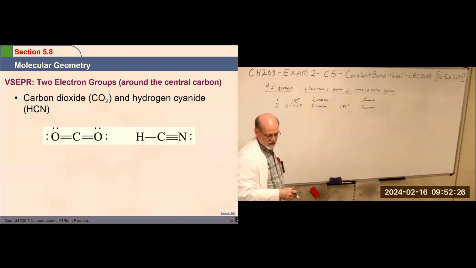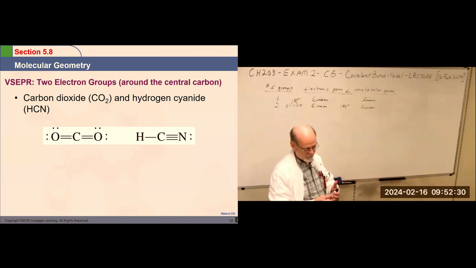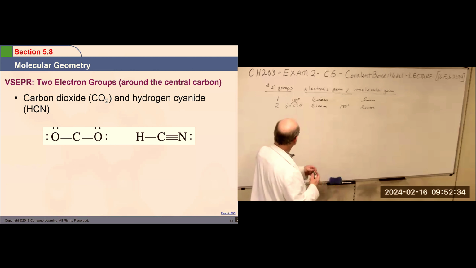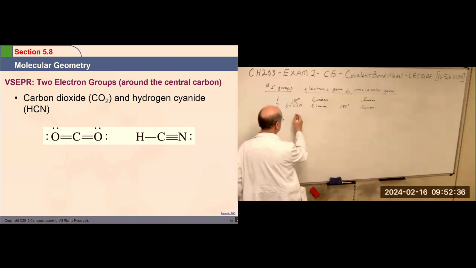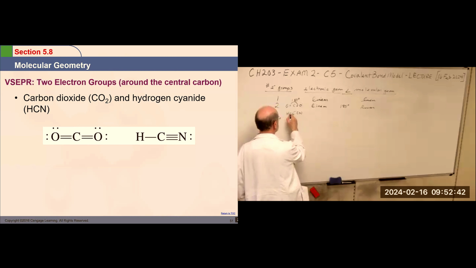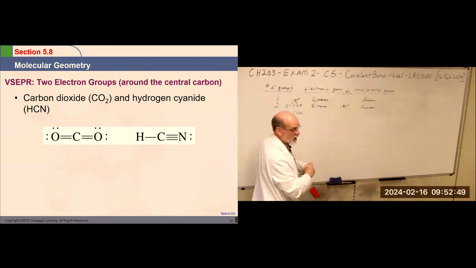Another example they've given there is hydrogen cyanide. But it's still got two groups. Hydrogen cyanide has a triple bond with this nitrogen, a single bond with this hydrogen. But it's the same situation as far as the geometry is concerned.